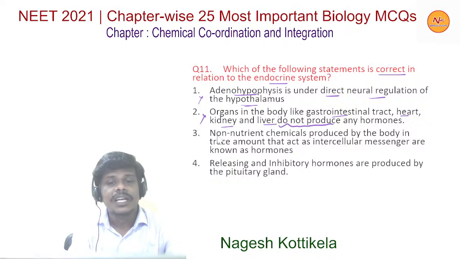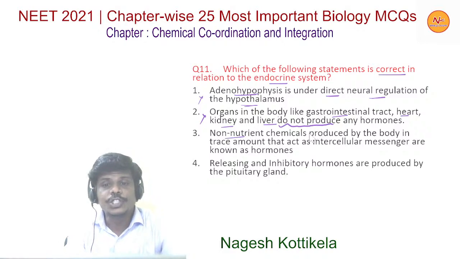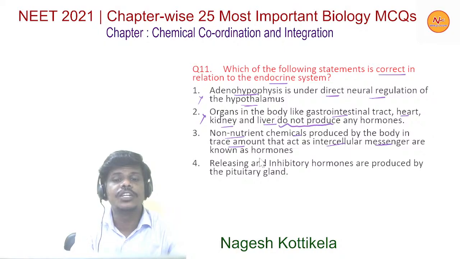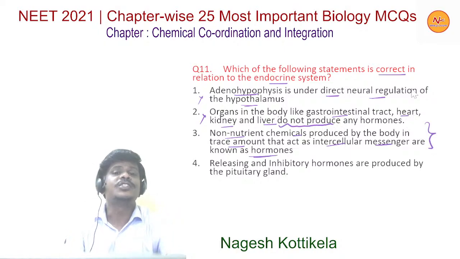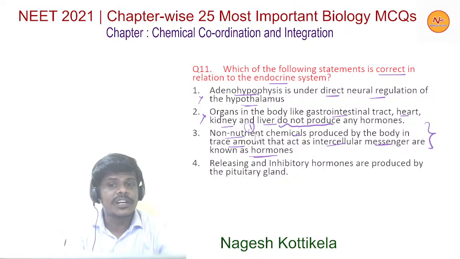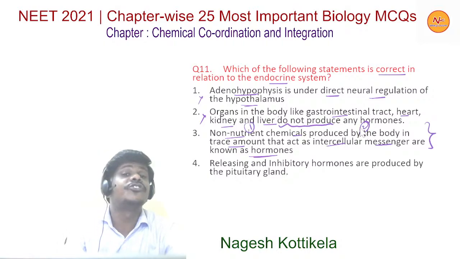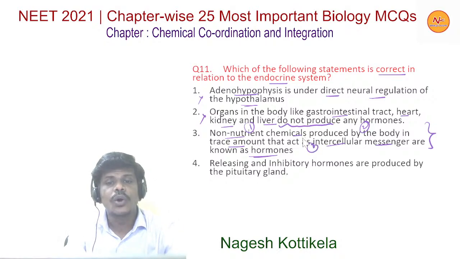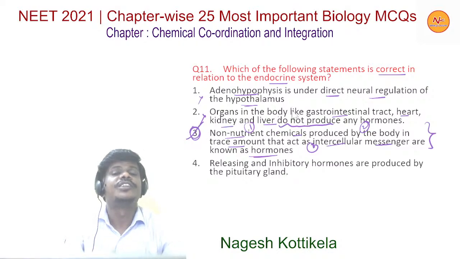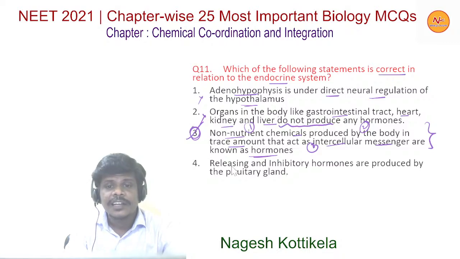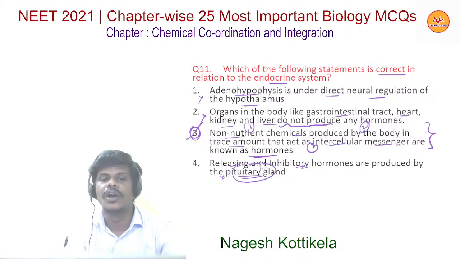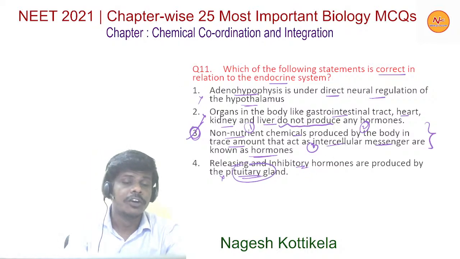Now, moving to the third. Non-nutrient chemicals produced by the body in trace amounts that act as intercellular messengers are known as hormones. Yes, these hormones are non-nutrient chemicals, produced by the body in trace amounts, and they act as intercellular messengers. So, the third option is the right option. And the fourth one, the releasing and inhibiting hormones are produced by pituitary gland. This is wrong. It should be hypothalamus. Now, moving to the next question.